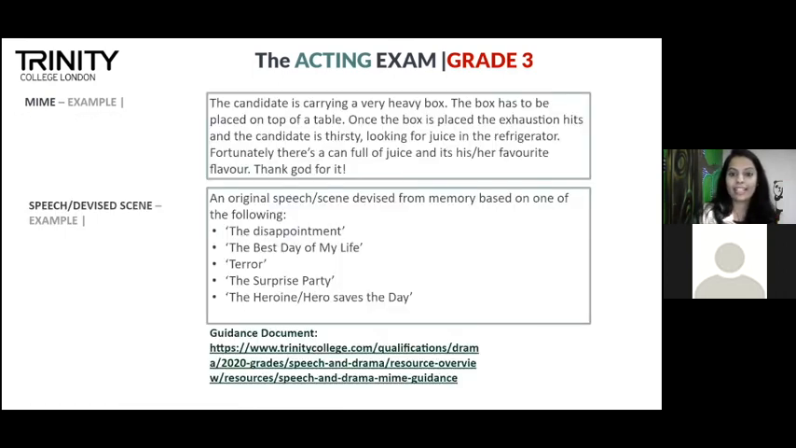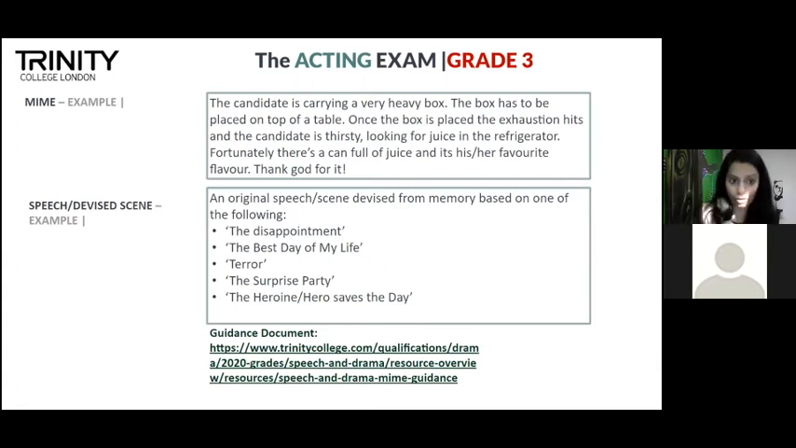Now let's get into the mime part of it. The candidate is carrying a very heavy box. The box has to be placed on top of a table. Once the box is placed, the exhaustion hits and the candidate is thirsty, looking for juice in the refrigerator. Fortunately, there is a can full of juice and it's his or her favorite flavor. Thank God for it. Now, what is the candidate supposed to show at a grade 3 level?